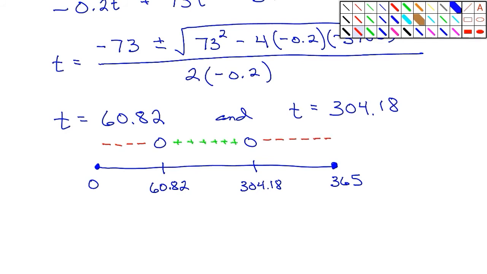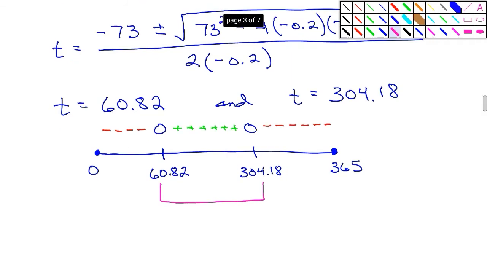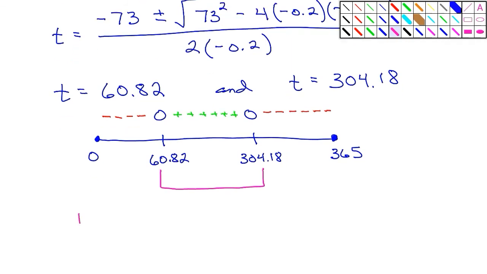And since we were looking for greater than 0, it does tell us that it is between these 2 days here. So however you might want to phrase this, or however it might be asked on the computer or on a test or something, basically the result is this, that it is between the 61st day and the 304th day. And that's where the cattle exceeds 4,000.